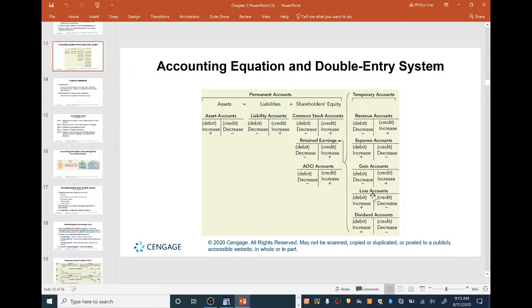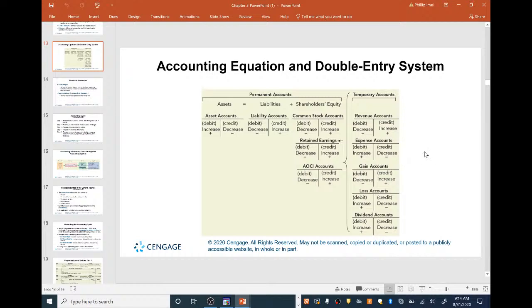So expenses and losses operate the same with debits and credits, the increase, decrease. Same with gains and revenues. They operate the same with the debits and credits, the increase or decrease, okay? Next, dividend account. Debit increases the dividend account. Credit decreases it. Okay, I cannot stress enough how important this slide number 13 is here.